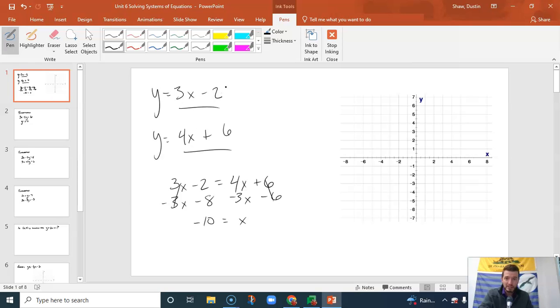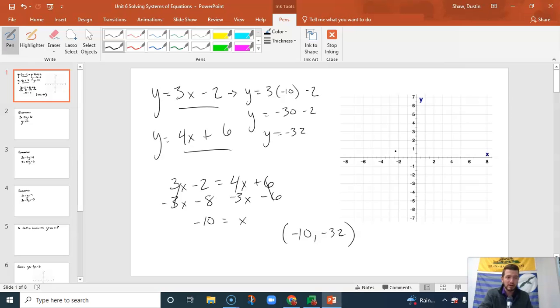And then we're going to go back and plug this in for x up here. So this is going to be y equals 3 times negative 10 minus 2. And then let's just solve. So y equals negative 30 minus 2. So y equals negative 32. So my answer then is going to be negative 10 comma negative 32. And that would be the answer you select for your ordered pair.